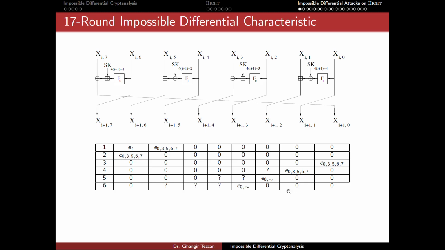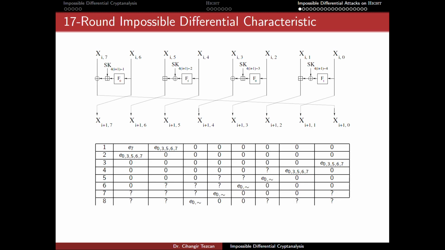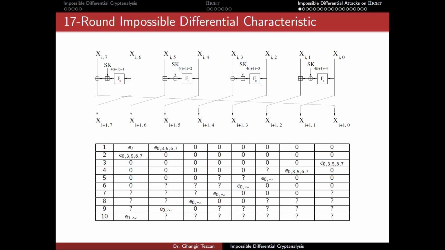If you continue in this way, and you should actually take a pen and paper and observe that this is correct, it is a good exercise. If you follow these differences after 9 rounds of encryption, you will see that all of these 7 bytes become something, probably non-zero, but we don't know what it is.